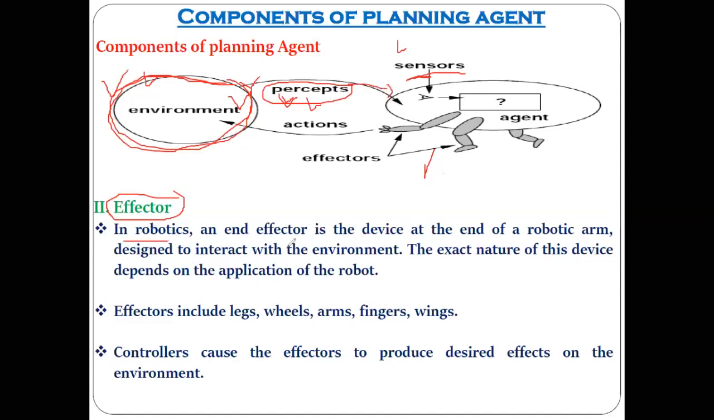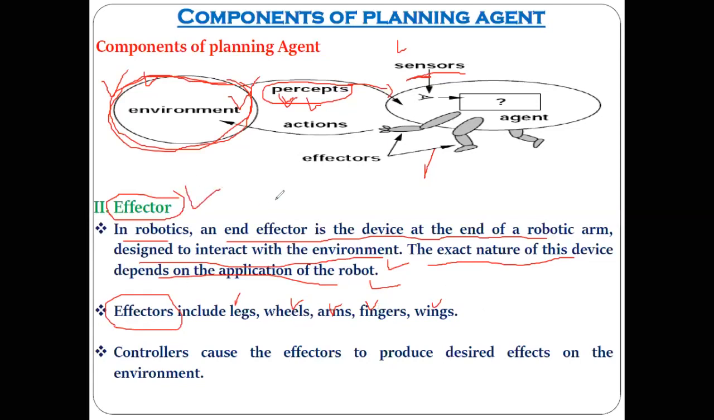Understood. Here I have written, in robotics, the end effectors are the devices at the end of the arms or the legs, which are used to interact with the environment. Understood. So the exact nature of these devices depends on what kind of robots you are utilizing. Now, what are the examples of the effectors? Effectors can be the legs, wheels, arms, fingers, wings, etc. Understood. The effector is that using which some kind of effect can be implemented. That is nothing but the effector. Now, when the effector gets implemented, it is performing some kind of action, yes or no?